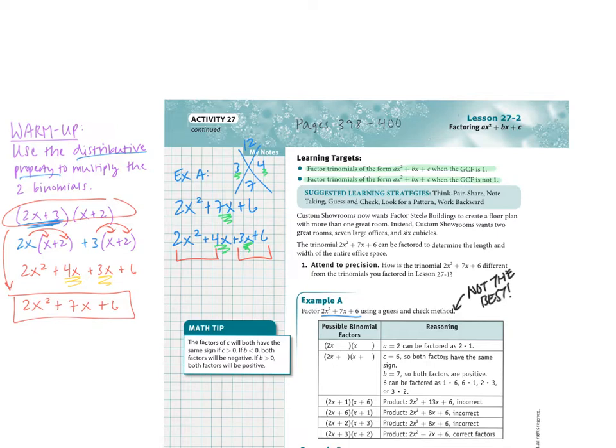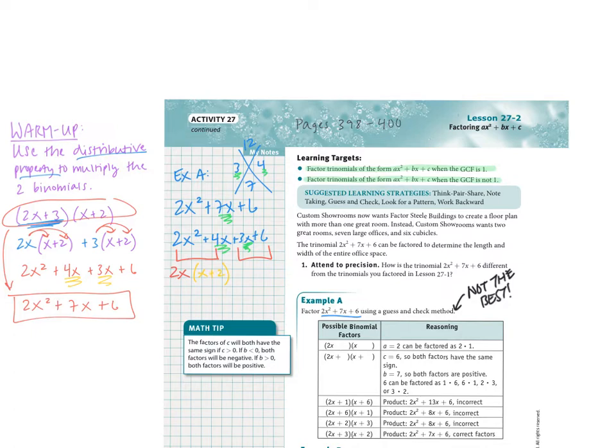Greatest common factor of 2x squared plus 4x. Well, I can definitely divide out a 2. I can't divide out any number higher, so I'm dividing out 2. I can also divide an x out of both of those. Okay, that's looking good. So once I do that, what do I have left after I divide those out? Well, I have x, and then I have 2.